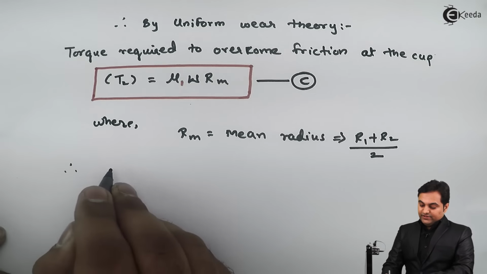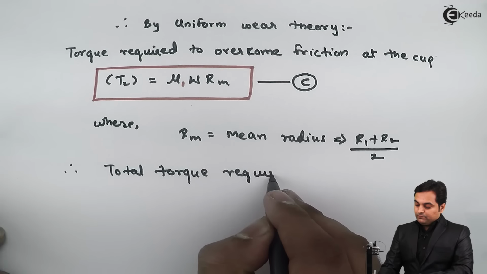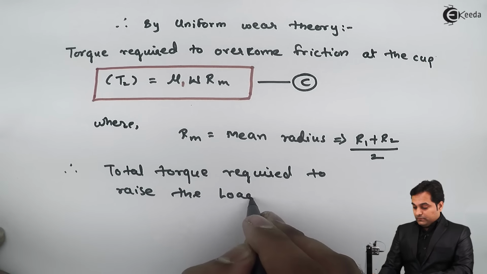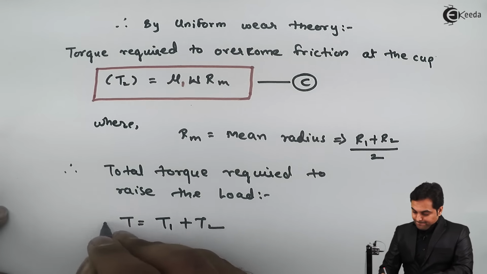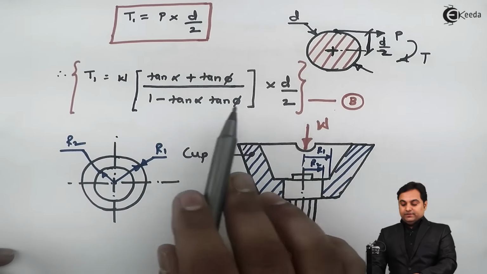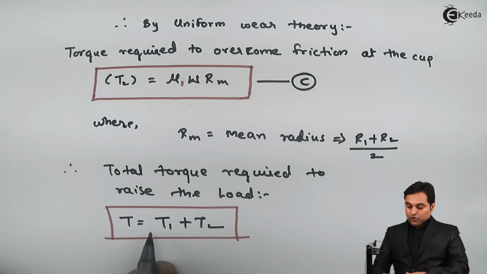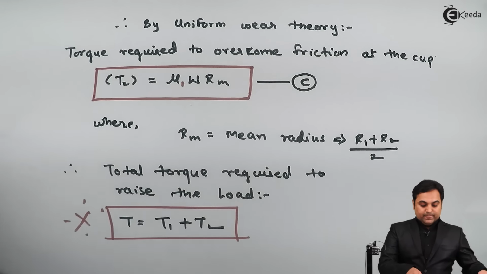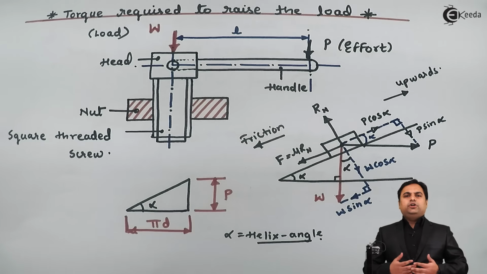So hence I'll say that therefore total torque required to raise the load, it will be capital T is equal to T1 plus T2. T1, it was in equation number B, that is the torque required to rotate the screw. T2 is in equation C, torque required to overcome friction at the cup. Once we add these two torque values, we would be getting the total torque required to raise the load. So here, as we have seen in this video, we have derived the formula to calculate the torque required to raise the load.